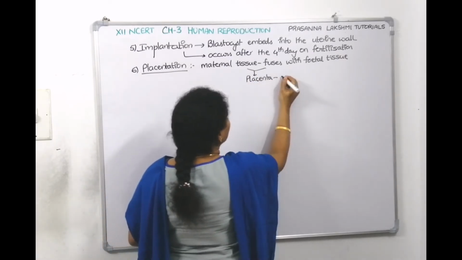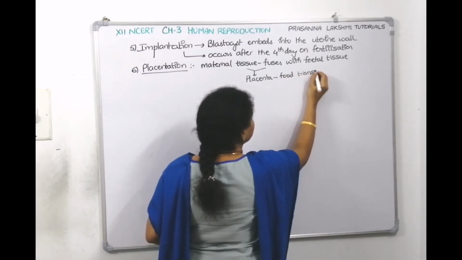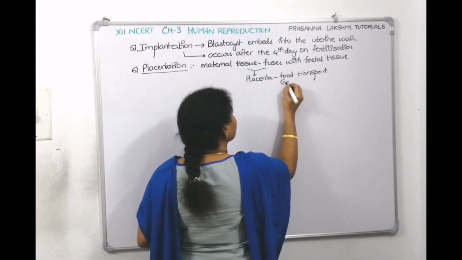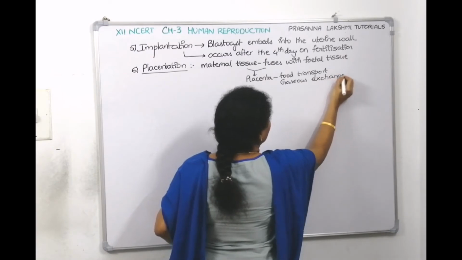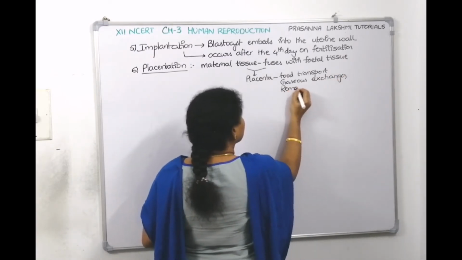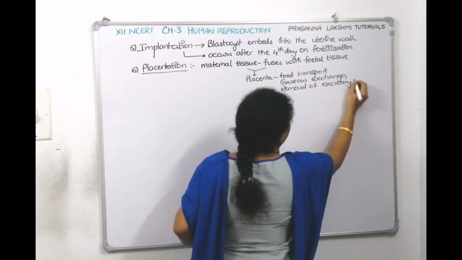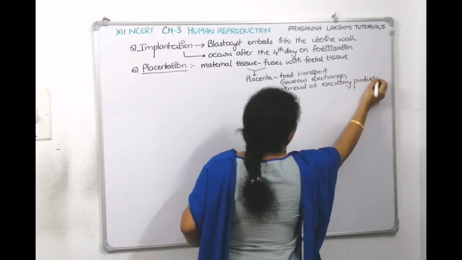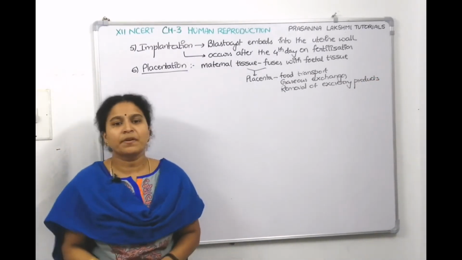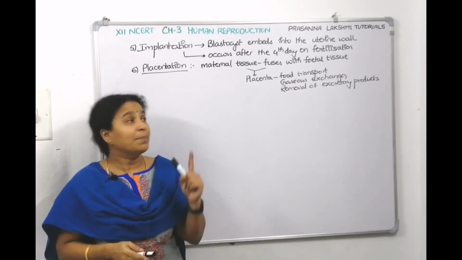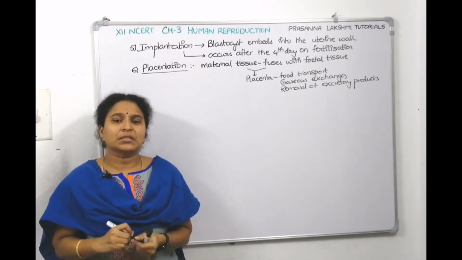Now through the placenta, food exchange, food transport, gaseous exchange, right, all will happen, and removal of excretory products from the fetus. So all this happens through that connection called placenta. So placenta is a nutritive tissue, we will say. We told implantation, and after implantation it is placentation. Now after placentation, what happens?